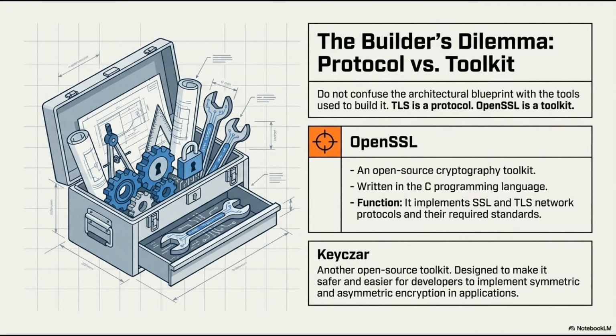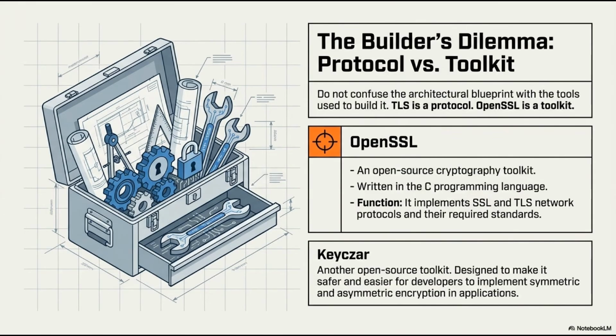This confuses so many people. Let's define the terms. The visual is a toolbox full of wrenches, and sitting next to it are architectural blueprints. Right, and that addresses the core dilemma. People constantly confuse the blueprint with the tools. The slide says TLS is the protocol, which is the blueprint, and OpenSSL is the toolkit. Exactly. So why is OpenSSL categorized as a toolkit? Because TLS is just a document. It's a set of rules. It doesn't actually encrypt anything. It just tells you how it should be done.